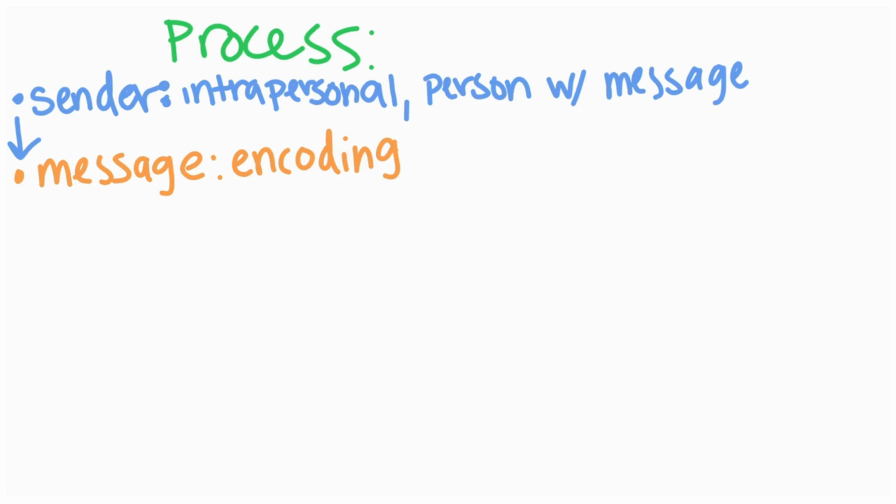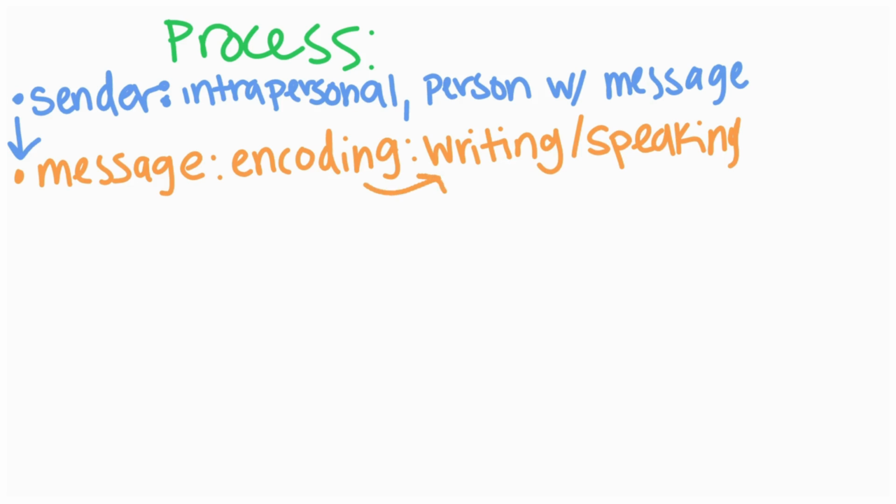And it's the process of turning an idea into a message. So if you have an idea in your head, that's intrapersonal, but then you write it down. Well, there you go, that is a message. So let's say writing it or saying it, that is encoding. Or you're not speaking it yet, but you're thinking about speaking it. And then you're going to move on to the channel.